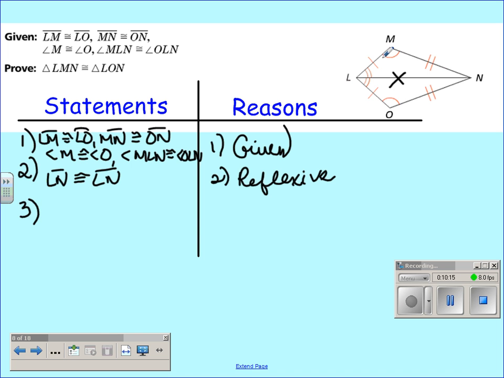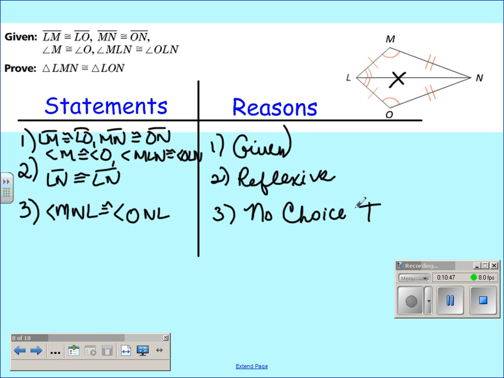Now let's check the angles. Ooh, got a pair, M and O. Got a pair on the L's. Oop, I need one more pair, but that pair's got to happen automatically. Because, again, if 2 out of the 3 angles are congruent in the triangle, the third one's got to happen because it has no choice. So we have to name it. Angle MNL, can't just call it angle N, there's more than one angle there. And angle ONL. And that's going to be, again, the no choice theorem. Or we could also call it the third angles theorem.